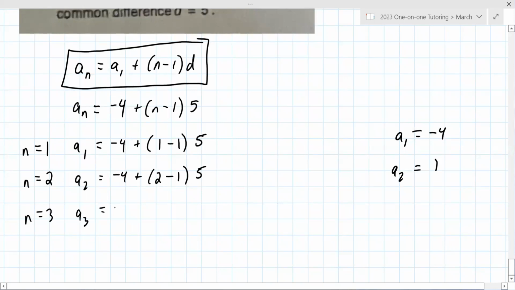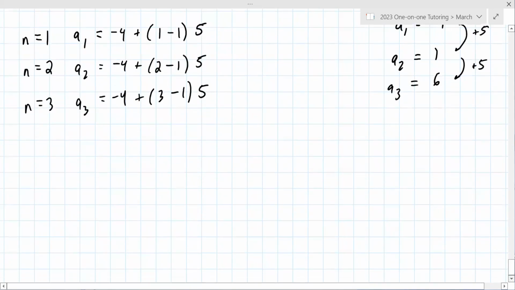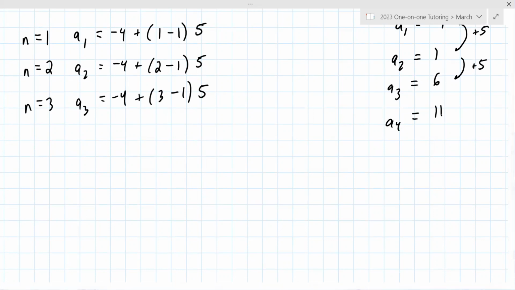You can do it for 3. A3 equals -4 plus (3 minus 1) times 5. So that ends up being 6. And you might start noticing the pattern. It's plus 5, plus 5. That is the value of D. So if you notice that, you could have noticed it sooner. It tells us the common difference is 5. Yes. So then for 4, A sub 4 would be 11.